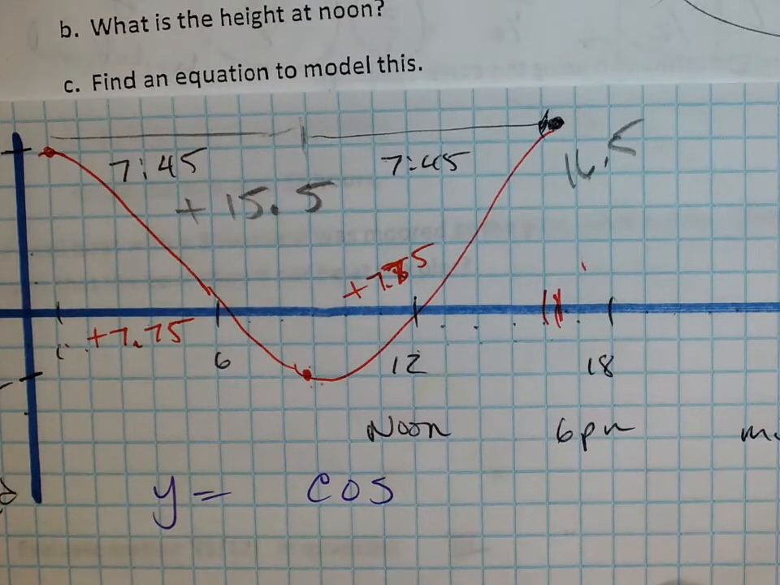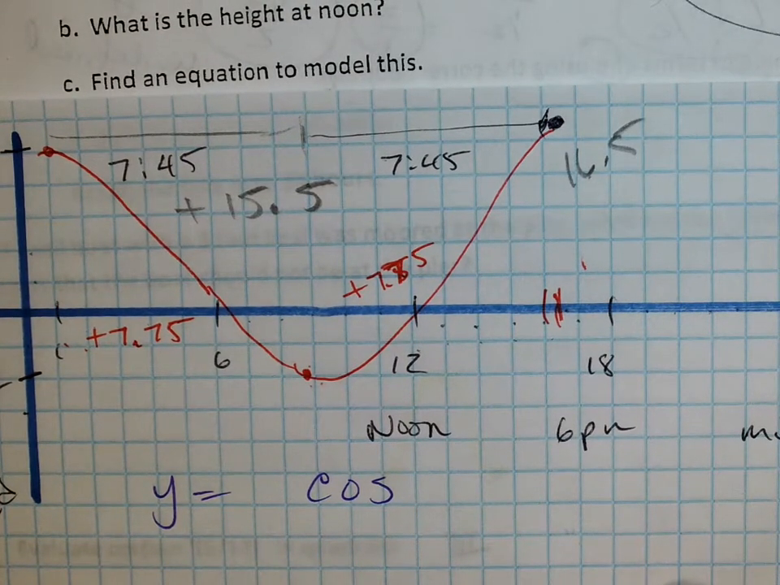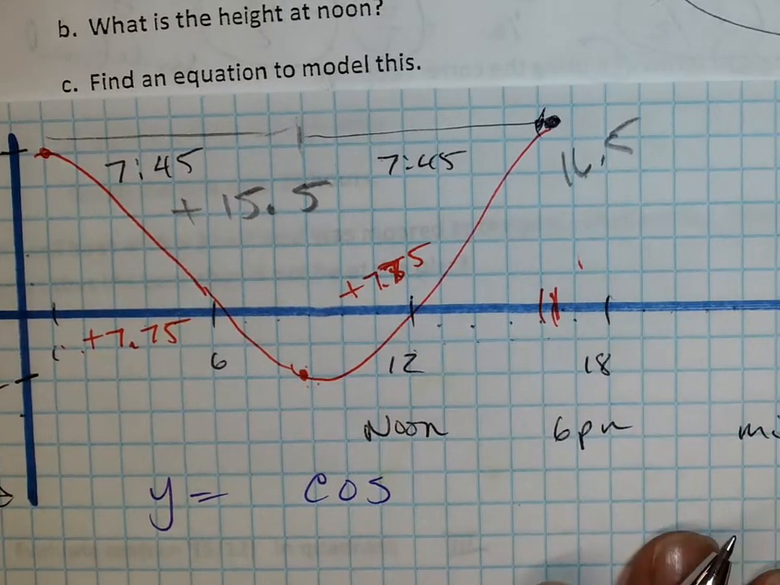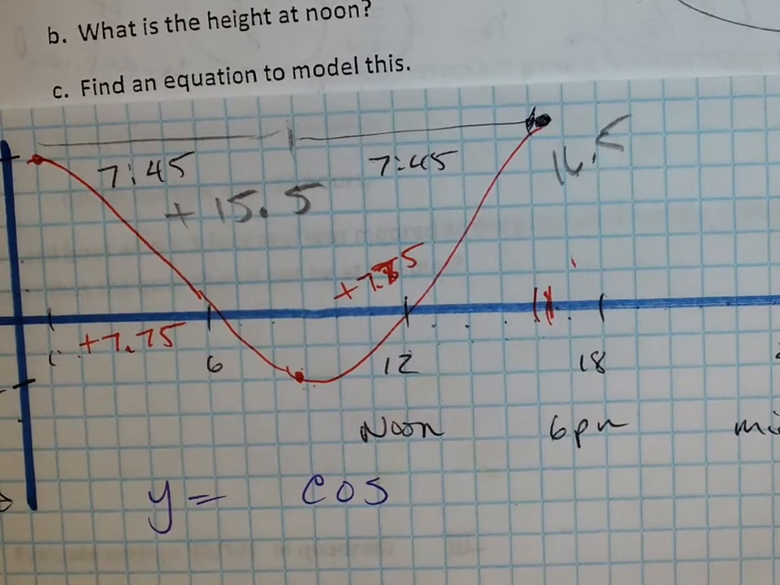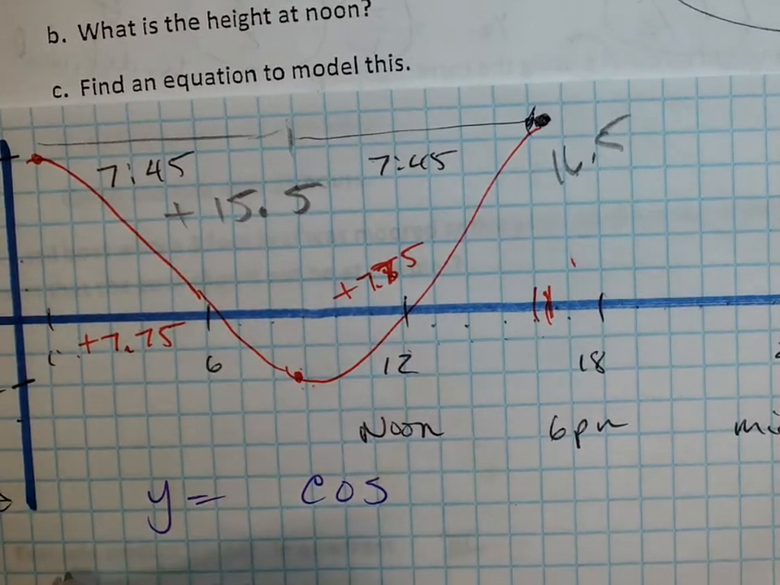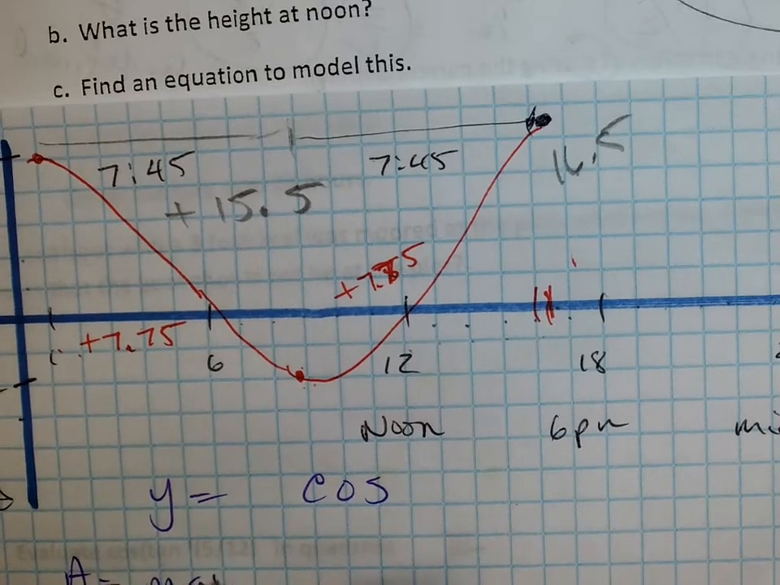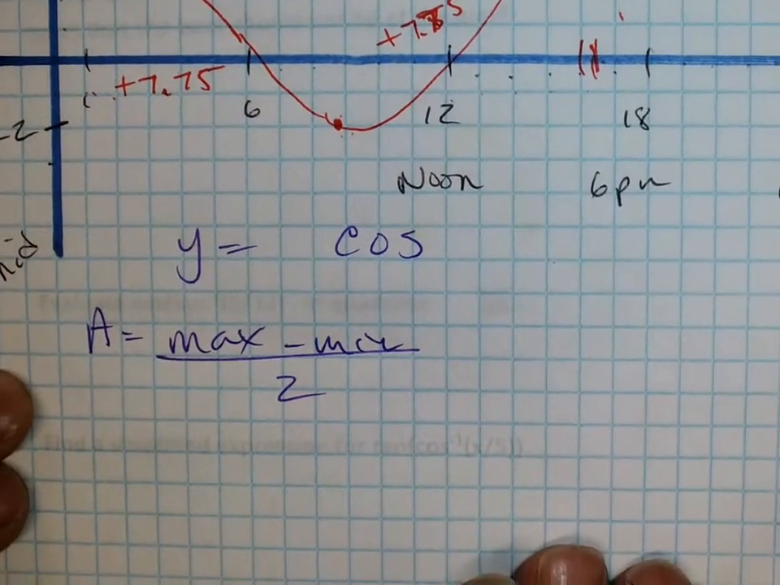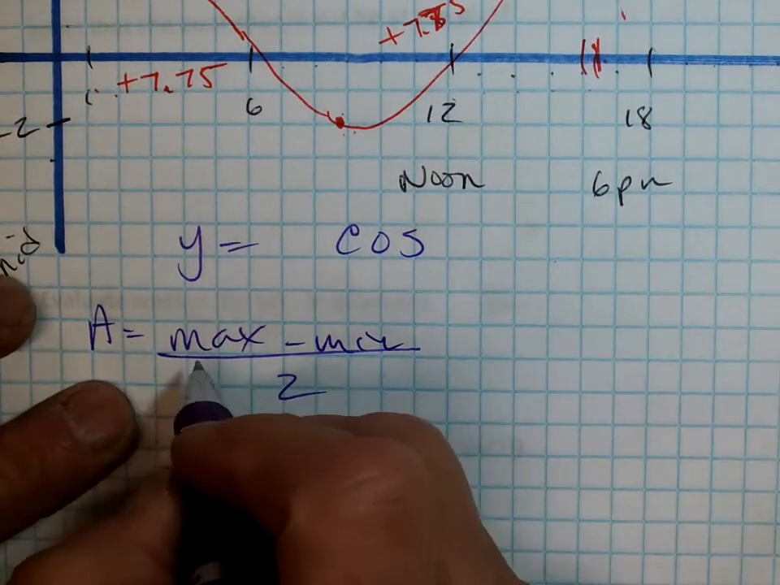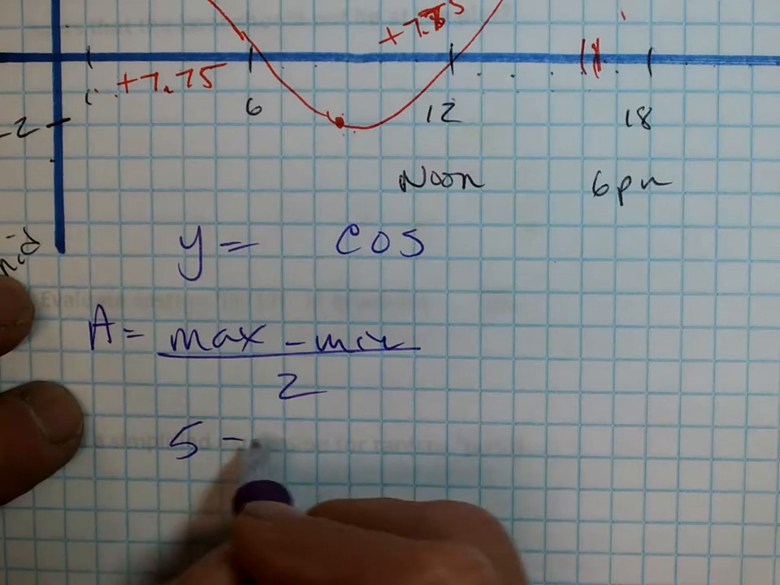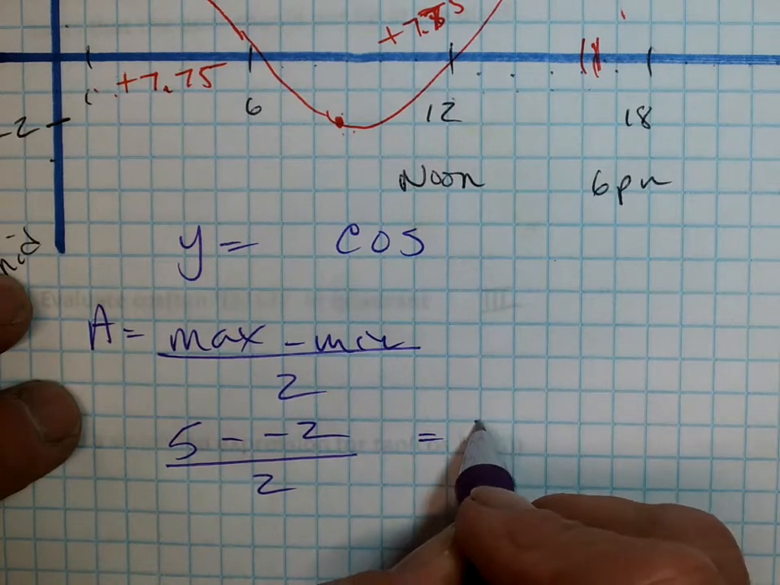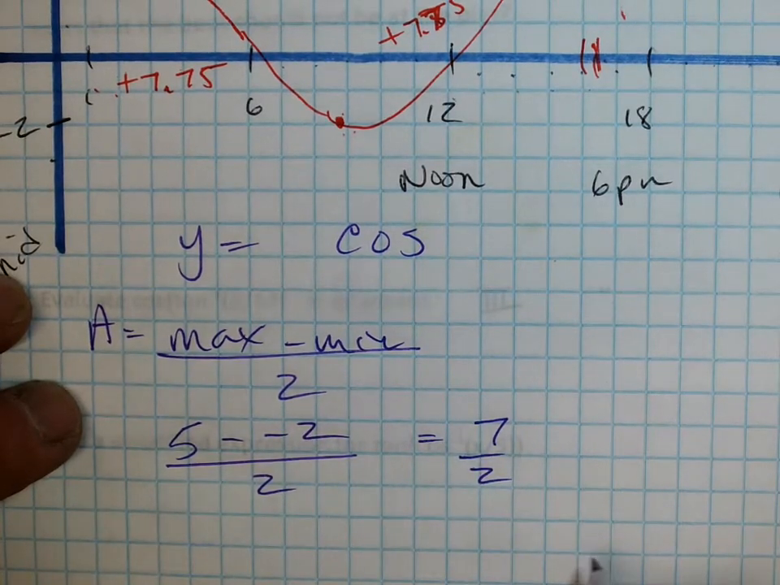We're going to get that as soon as we get our equation. Looks like it's about 0, right? Okay, so let's get an equation. y equals cosine. You guys agree with cosine? Sure. Now the amplitude, max minus min divided by 2, which is 5 minus negative 2 over 2, which is 7 over 2 or 3.5.